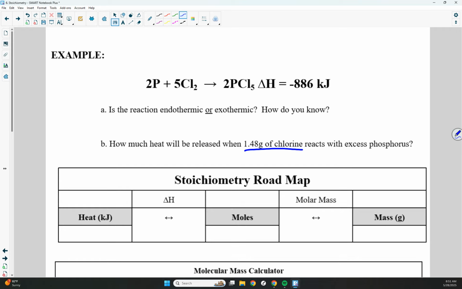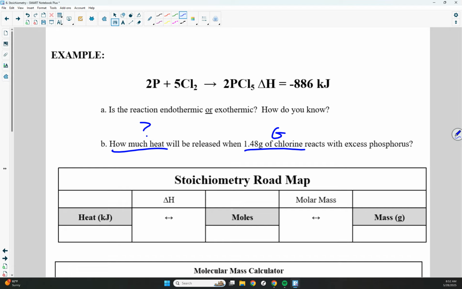We're interested in chlorine. That's our given. And what we're trying to figure out is how much heat. So this is a little bit different. We're trying to figure out how much heat is released when that amount of chlorine reacts with excess phosphorus. So it might look like in the question that we care about phosphorus, but really what we're interested in here is chlorine and the amount of heat. And we're going to learn later on in the unit why the word excess is used here. That will make more sense to you in about a week.